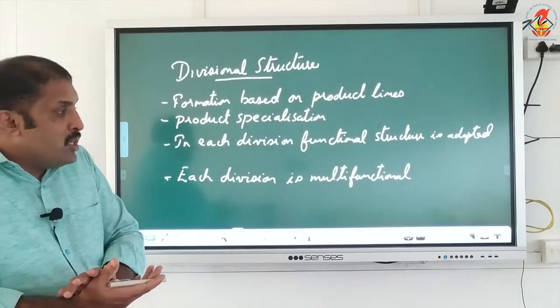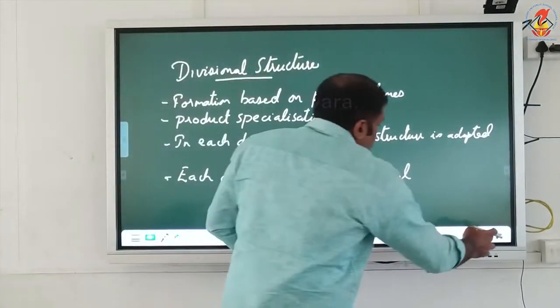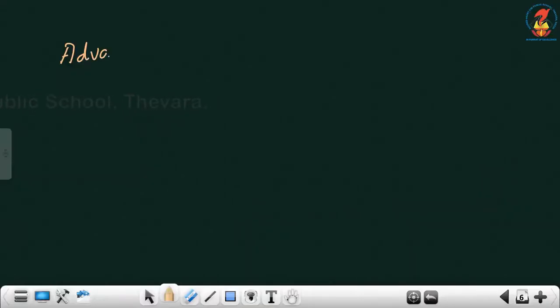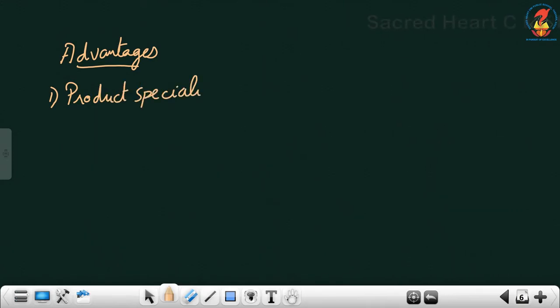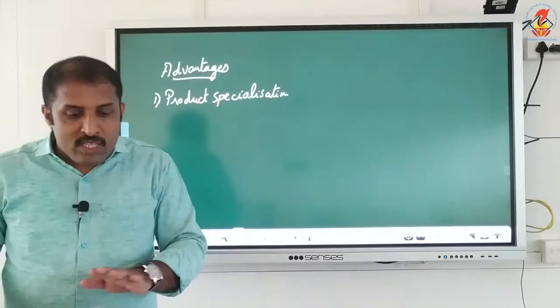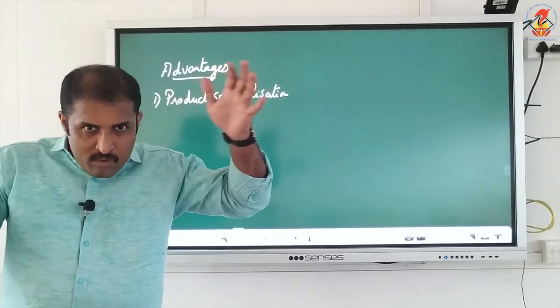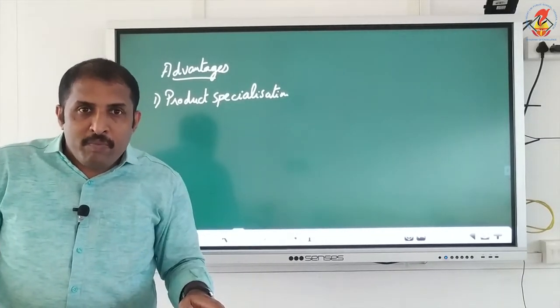Now we are going to see the advantages and disadvantages. As we have seen earlier, there are certain advantages of divisional structure. The first one is product specialization. That means it will be focused on a product, and for that product one whole department or one whole section will be performed.